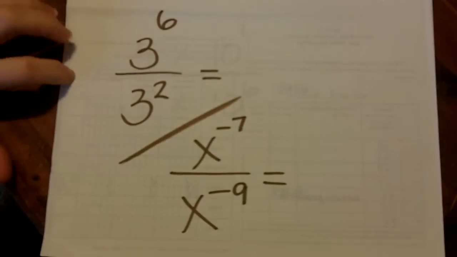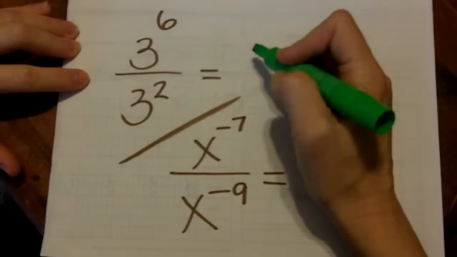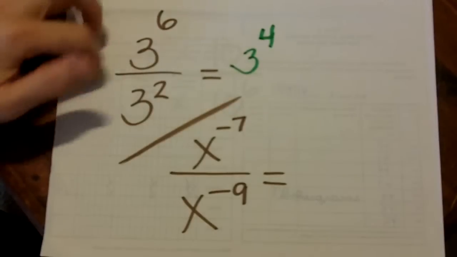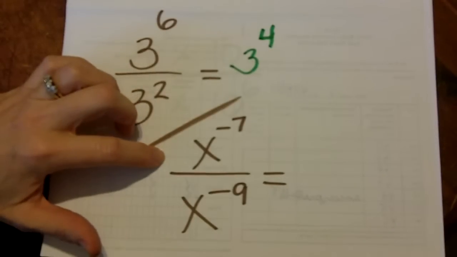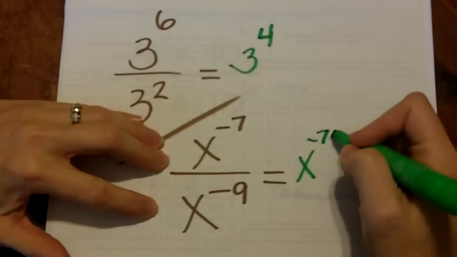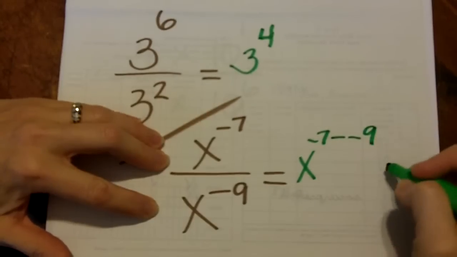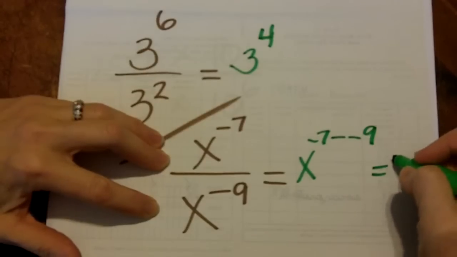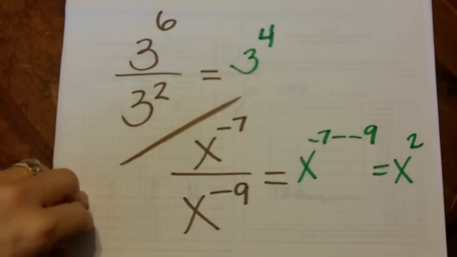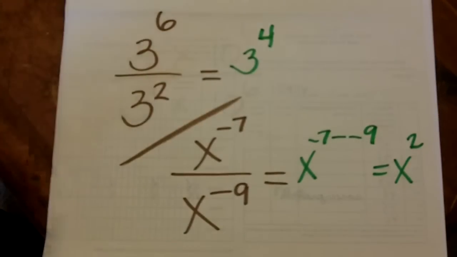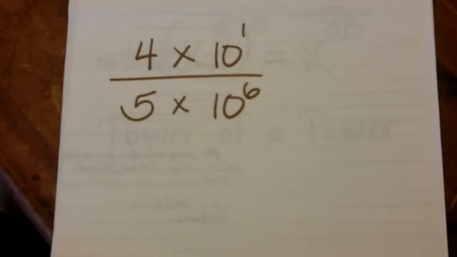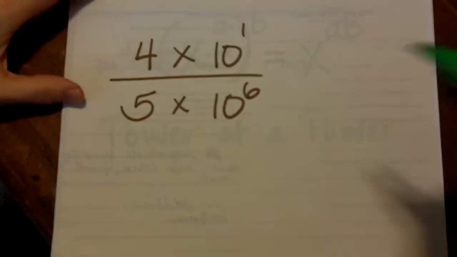3 to the 6th divided by 3 squared is going to be 3 to the 6 minus 2, or 3 to the 4th, okay? X to the negative 7 divided by x to the negative 9 is actually x to the negative 7 minus a negative 9. And we know that when we subtract a negative, we're really adding a positive, and so we end up with x squared. Notice the same base, we just subtract the exponents. Same base, subtract.